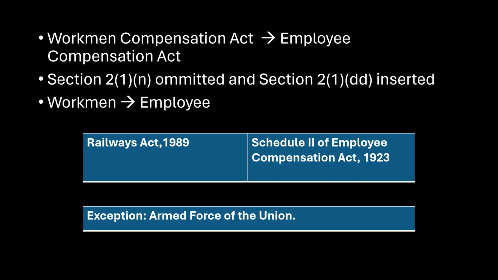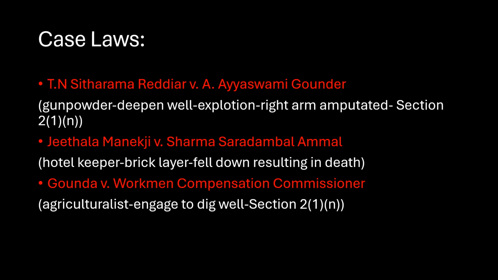And any person who is employed in such capacity as prescribed in Schedule 2 will fall under the category of employee. However, there is one single exception to this: the members of the armed force of the union, irrespective of the capacity in which they are employed, will not fall under the category of employee.